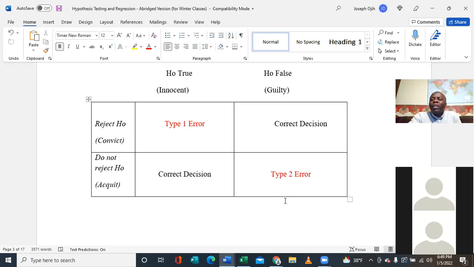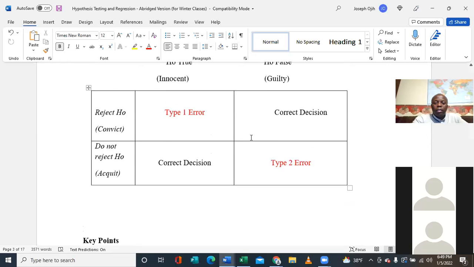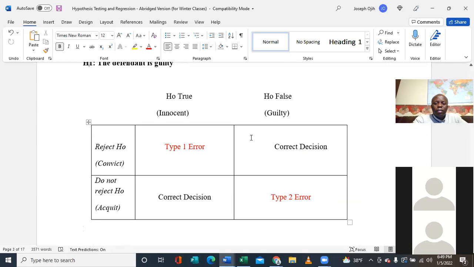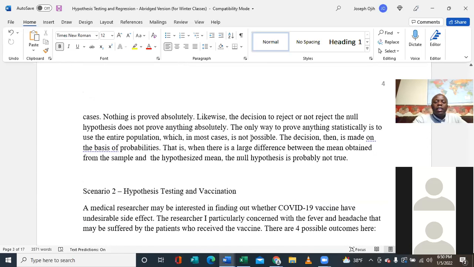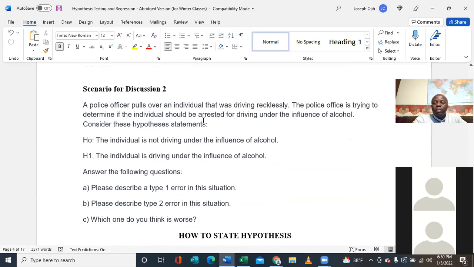So if that evidence is not enough to convince the jury, in any case at all, it's not only in a criminal case, in any case at all, you can see the hypothesis testing taking place. It can take place in any situation, even in impersonation, or in police pulling over a driver.